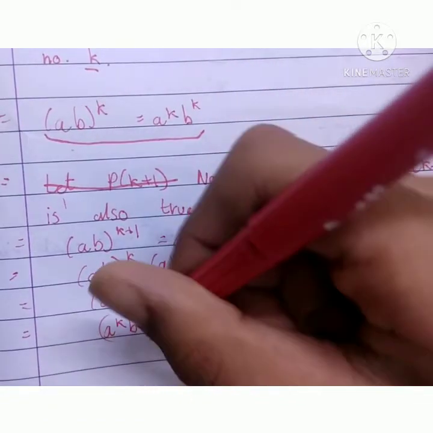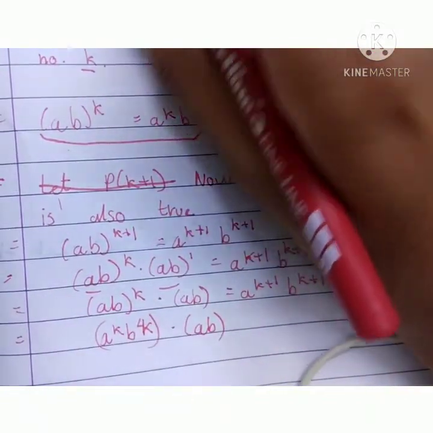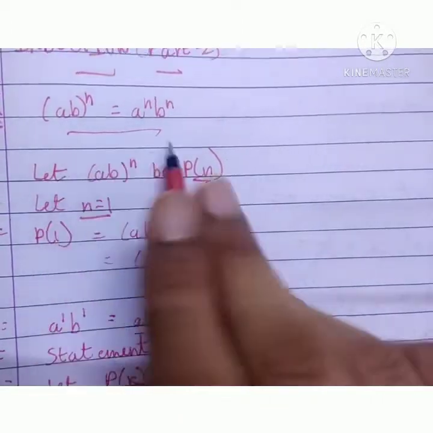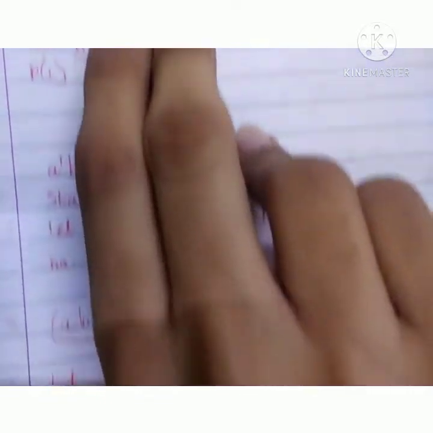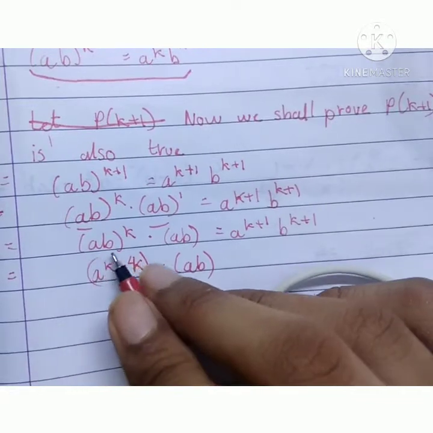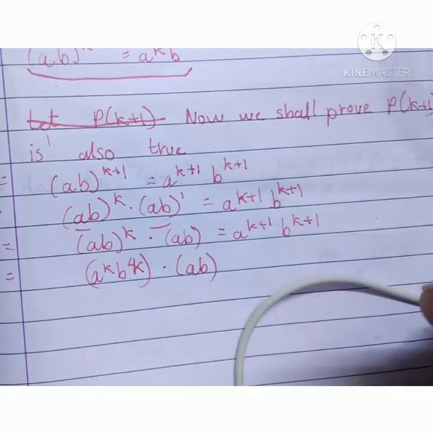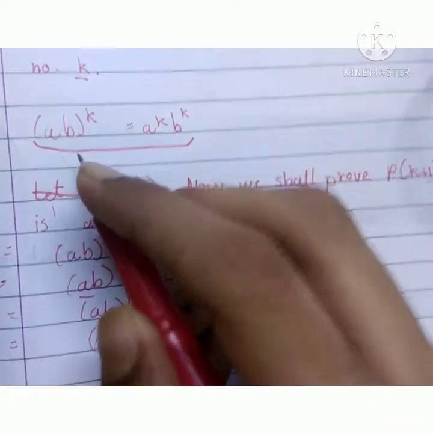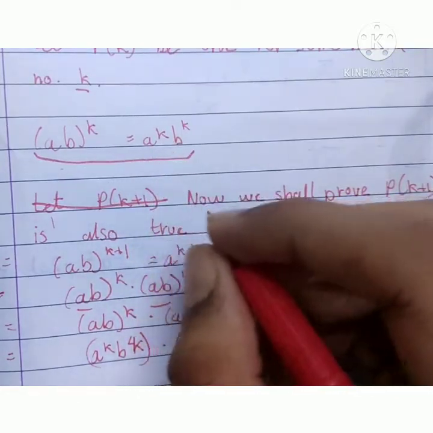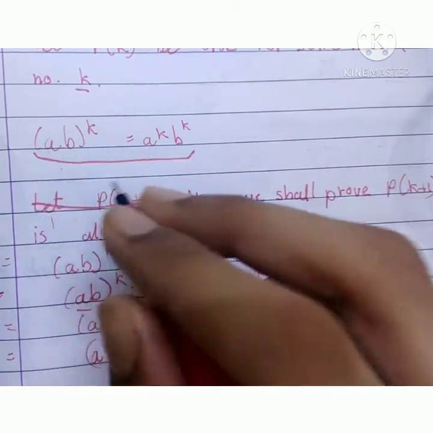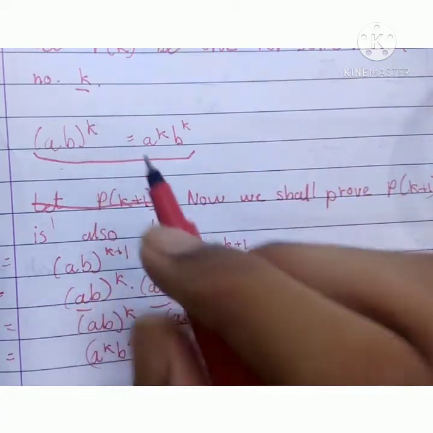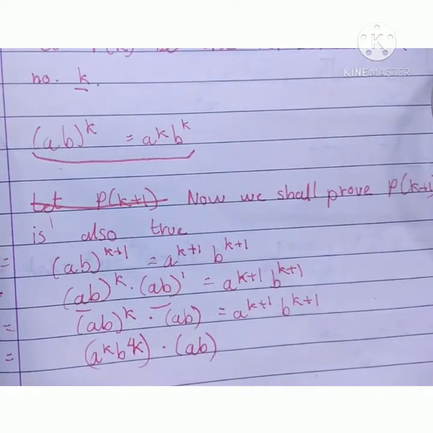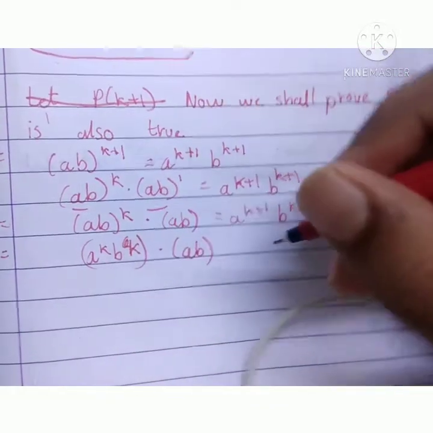Some people might be thinking that I had to prove this: (ab) raised to n is equal to a raised to n multiplied by b raised to n. So how can I use (ab) raised to k equal to a raised to k, b raised to k, because that's what we have to prove? But friends, do you remember that we let this statement be true? Wherever in this equation there is (ab) raised to k, we can easily substitute it with a raised to k, b raised to k, and that's what we did up here. Our RHS is as it is.